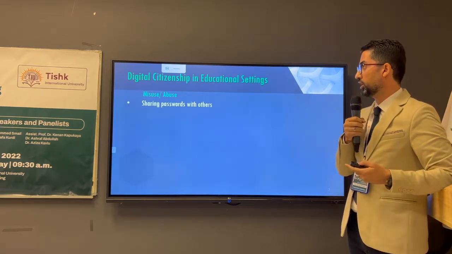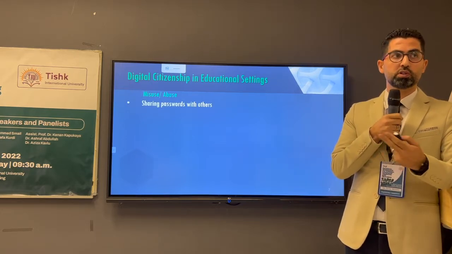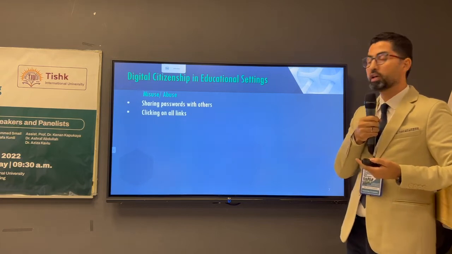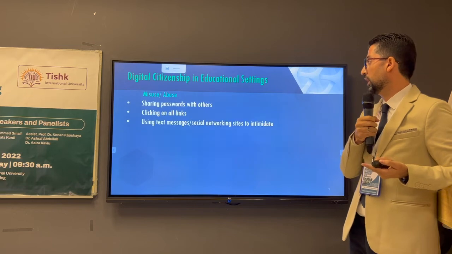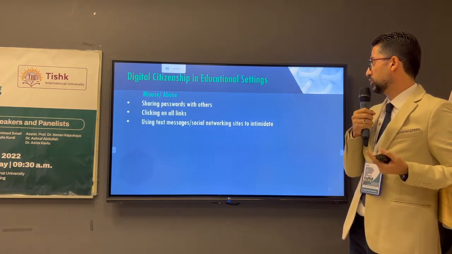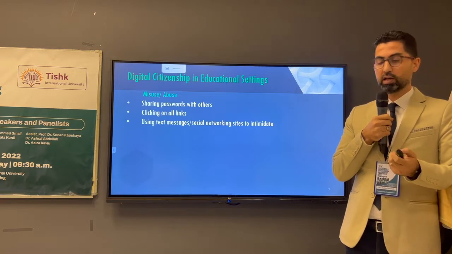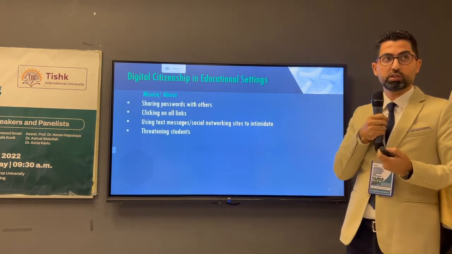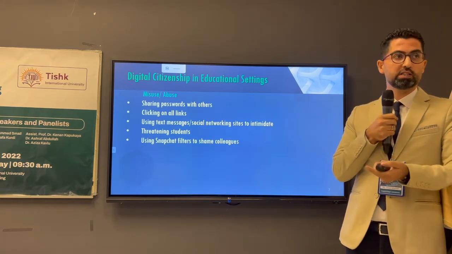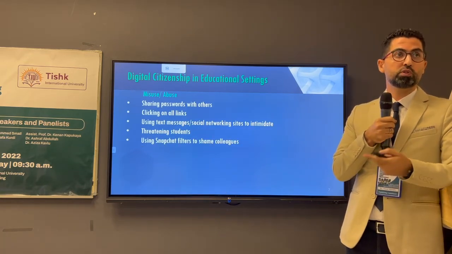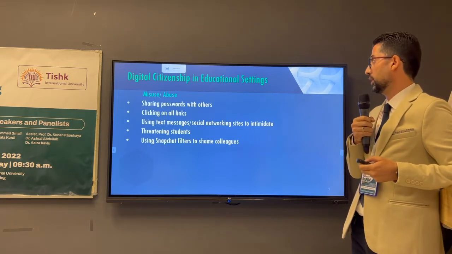For example, sharing passwords with others, that's a misuse of the tools in the digital world. And then clicking on all links, it's also a misuse. Using text messages, social networking sites to intimidate, that's the abuse of the tools. And then threatening students anonymously. Using Snapchat filters to shame colleagues. These are the abuse of the tools in this digital world.